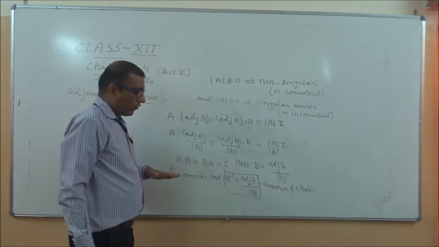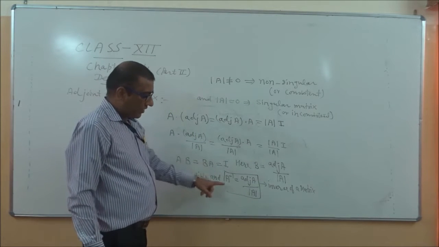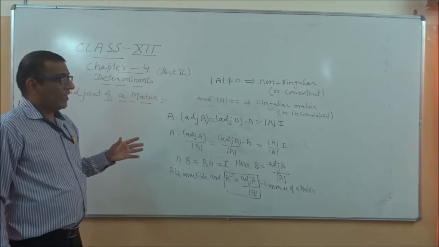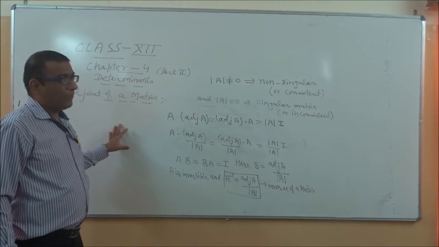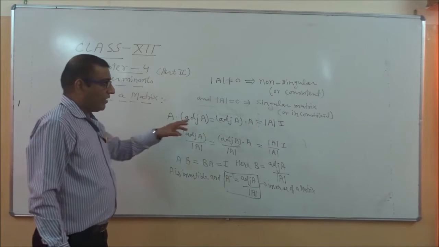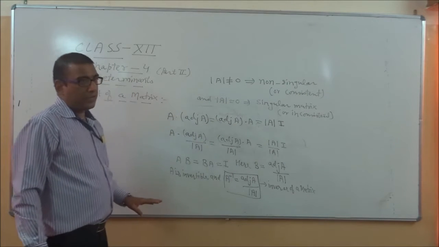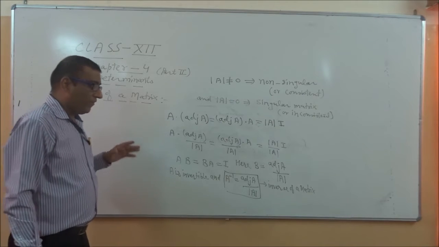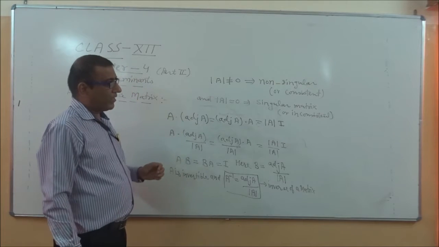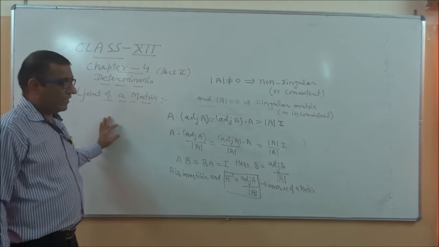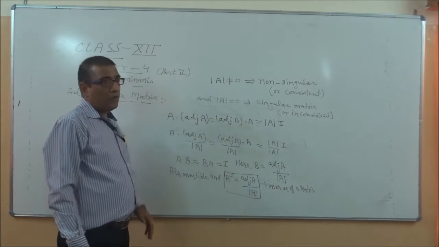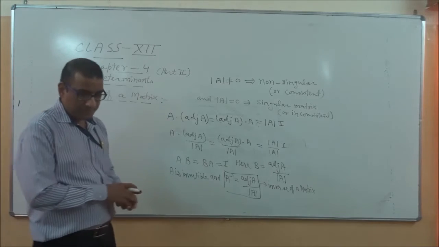So whenever we have to calculate the inverse of a matrix, first we will calculate determinant A. If determinant A not equal to 0, it means non-singular matrices or consistent systems are there. If determinant A equals 0, then inverse of a matrix is not possible. It means inverse of a matrix is possible only for non-singular or consistent matrices, and inverse is not possible for singular matrices or inconsistent systems.